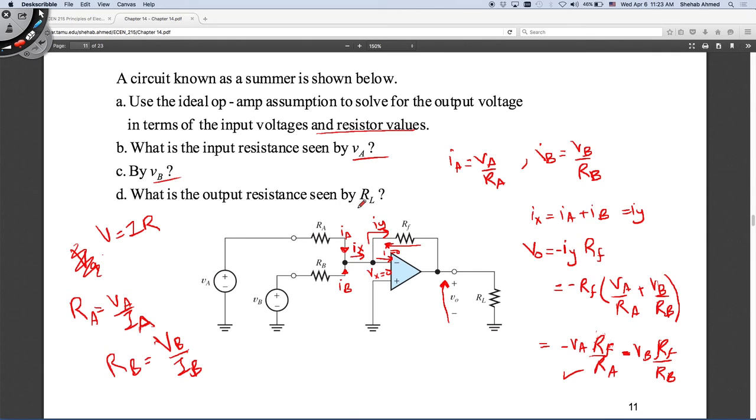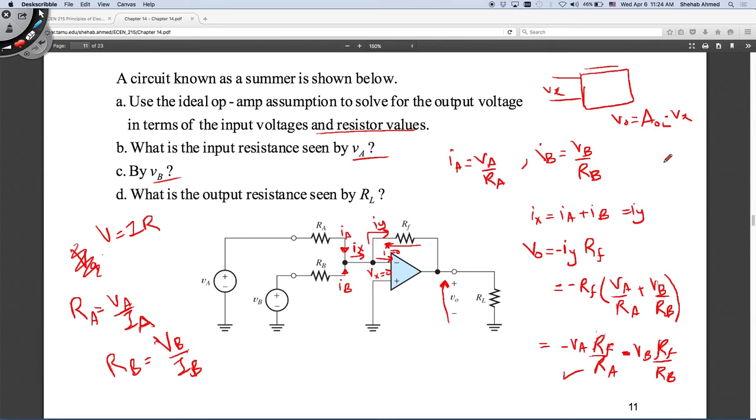What is the output resistance seen by RL? So let's look at the output voltage. Remember, the output voltage in the case of the ideal op-amp was equal to what? The open loop gain multiplied by Vx, the input voltage.